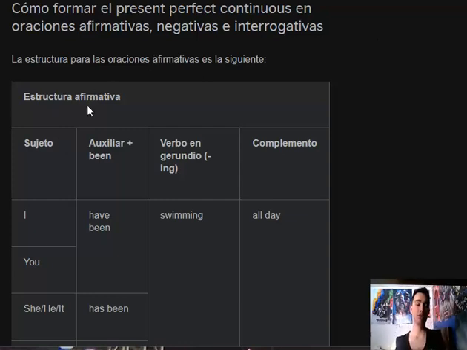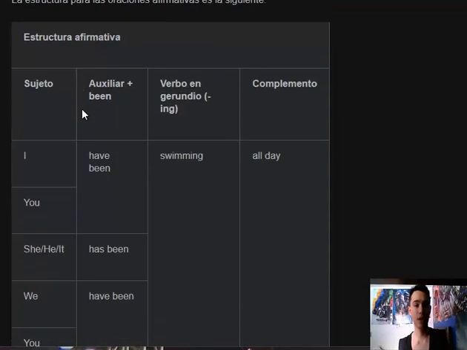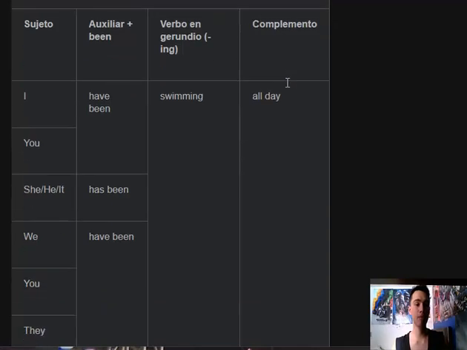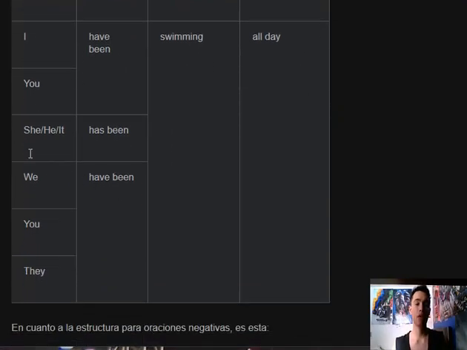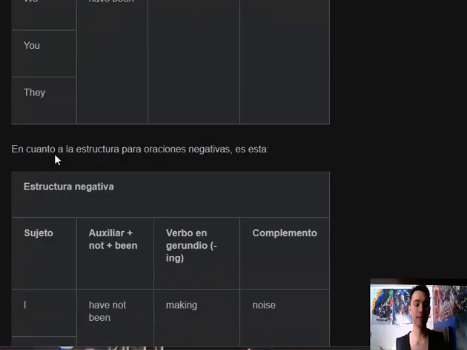Here we have the structure of the present perfect continuous. First, we have the affirmative form. We have the subject, then the auxiliary plus been, then the verb with the termination ing, and finishing with the complement. So we have I have been swimming all day. Or in third person, we use she has been swimming all day.